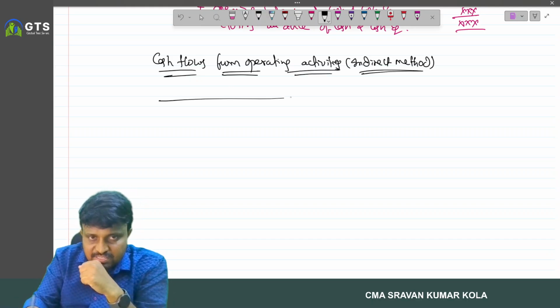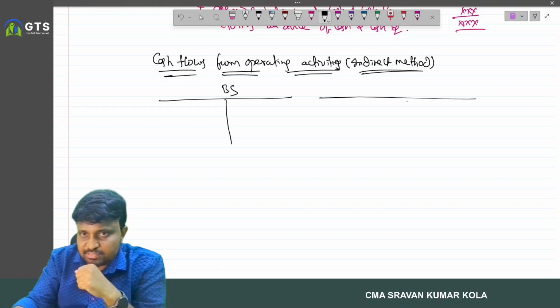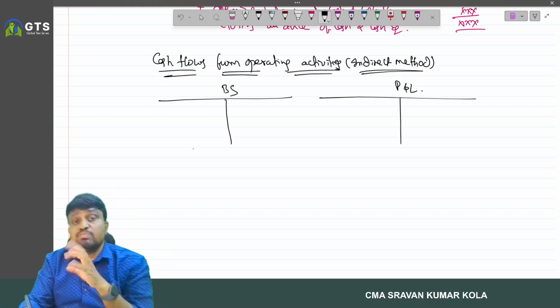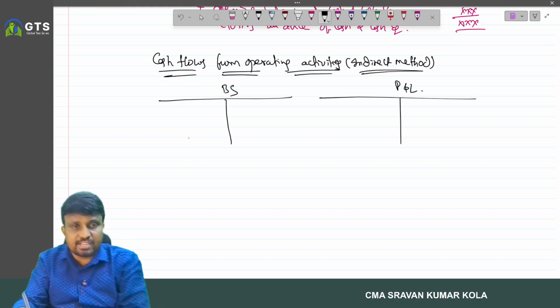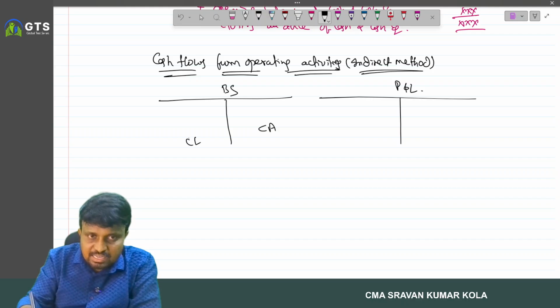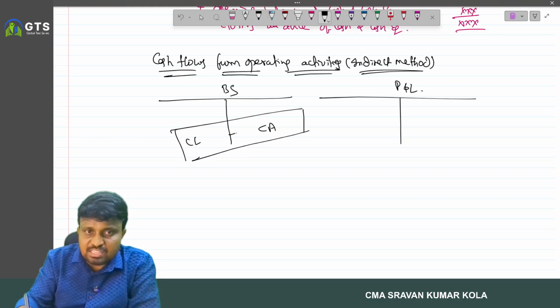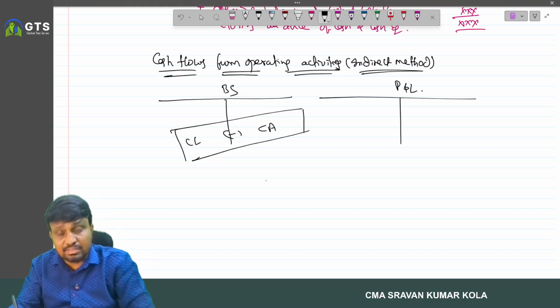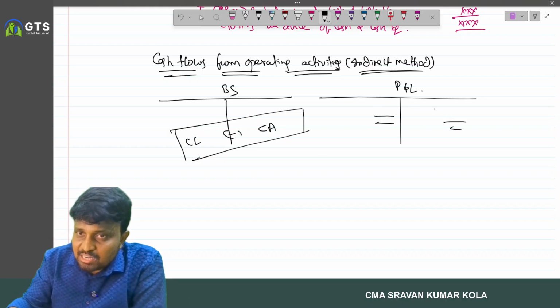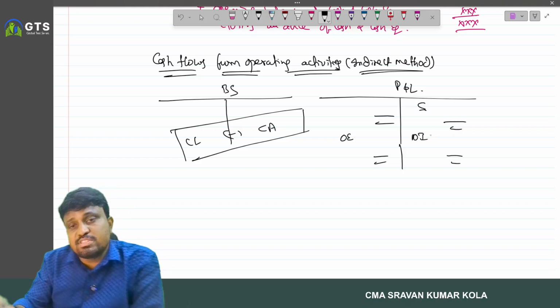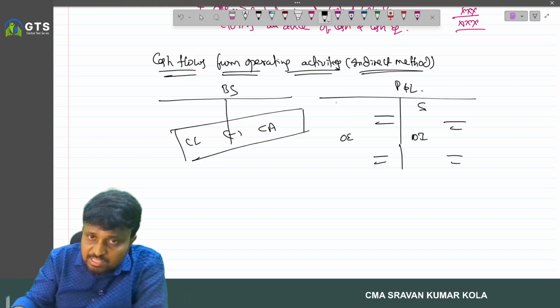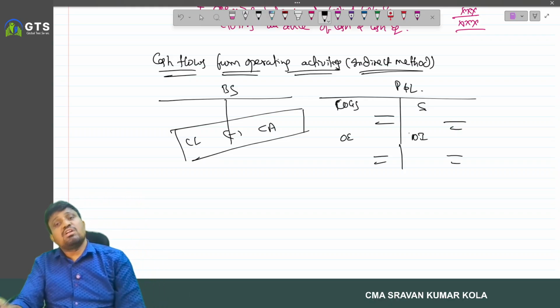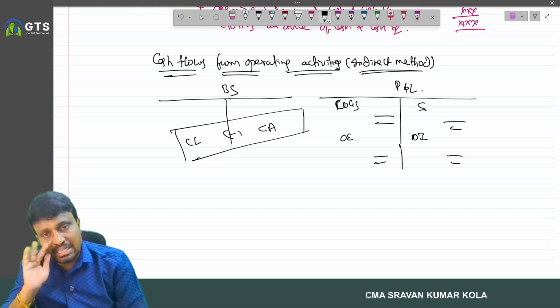And as we discussed, in the case of the balance sheet and the profit and loss statement, which items are covered under operating activity? Here, only current assets and current liabilities are covered, and the difference is nothing but working capital. In the case of P&L, we have the sales, operating expenses and operating incomes, if any, purchases, and cost of goods sold. So these are all operating activities.